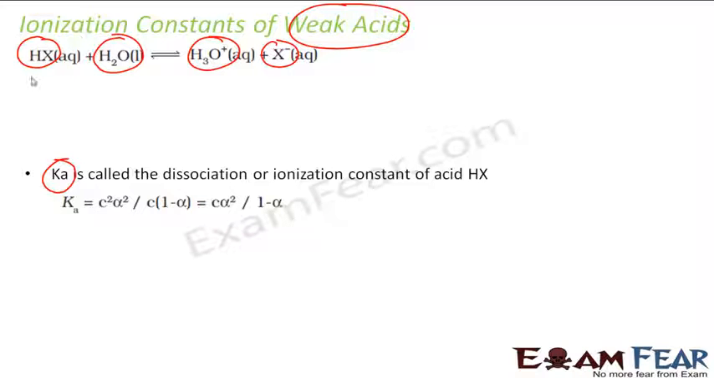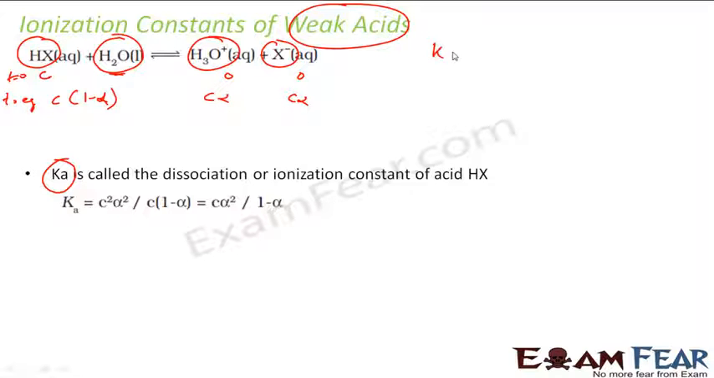Let's suppose we had some C moles of HX. The liquid we can ignore. At t equal to 0, this was 0 and this was 0. At equilibrium, what happened? This becomes C into (1 minus alpha), where alpha is my degree of ionization, degree of dissociation. And this becomes C alpha and this becomes C alpha.